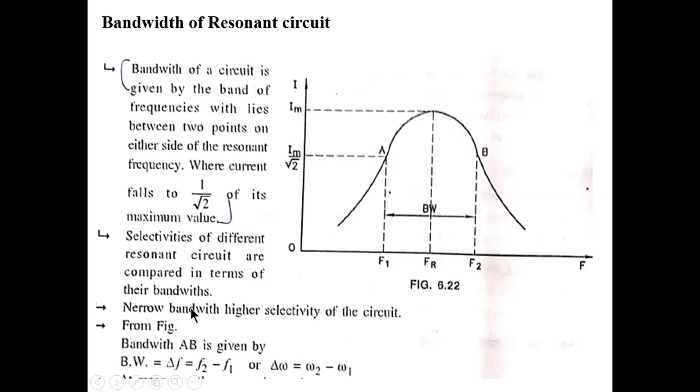So bandwidth is defined as delta F is equal to F2 minus F1, or it is also given as delta omega is equal to omega 2 minus omega 1. The unit of bandwidth is Hertz. It is also defined as the ratio of resonant frequency to the Q factor.